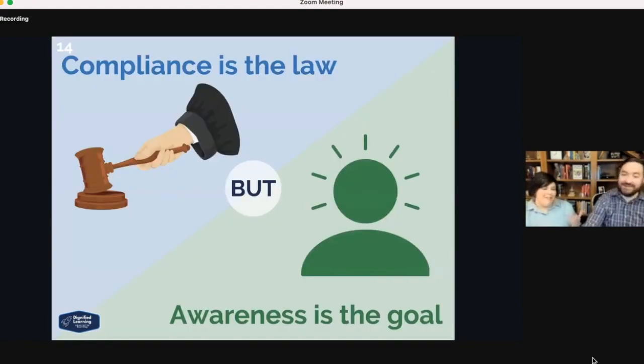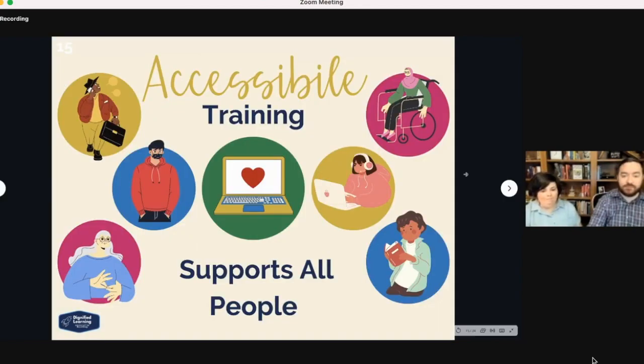So compliance is the law, right? We know that if an individual on your team raises their hand and says, I have a disability, here's the documentation, and here's the accommodation I will need, we all know that we have to comply with that as long as it's a reasonable accommodation. But we're really striving to raise awareness, because the more accessible you make your training, the more efficiently your learners are going to be able to complete it, and the more approachable it will be for them. It truly does support all learners.